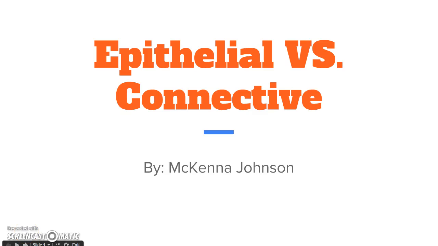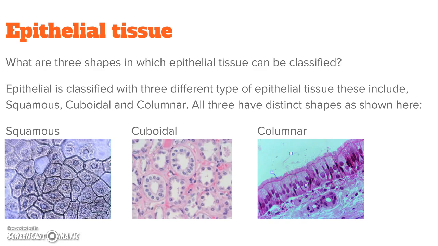This is my portfolio on the characteristics of epithelial versus connective tissues. Epithelial tissue is identified in 3 different types that include squamous, cuboidal, and columnar. As you can see in squamous, it almost looks like a fried egg. The nucleus is what makes it look like a fried egg to me because it's in the very middle.